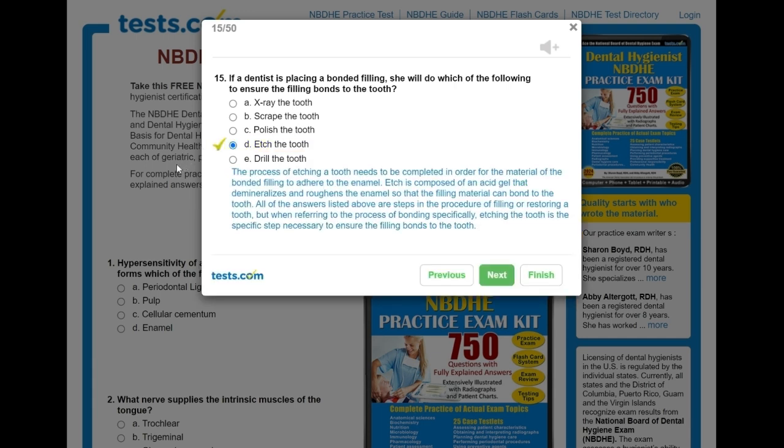D. Etch the tooth. The process of etching a tooth needs to be completed in order for the material of the bonded filling to adhere to the enamel. Etch is composed of an acid gel that demineralizes and roughens the enamel so that the filling material can bond to the tooth. All of the answers listed above are steps in the procedure of filling or restoring a tooth, but when referring to the process of bonding specifically, etching the tooth is the specific step necessary to ensure the filling bonds to the tooth.